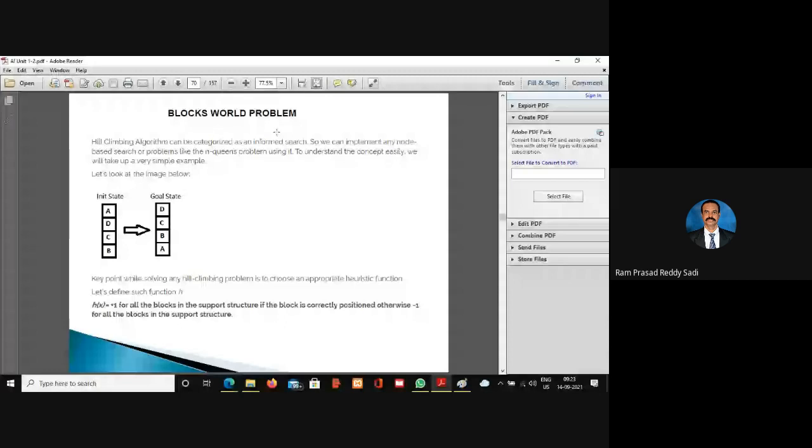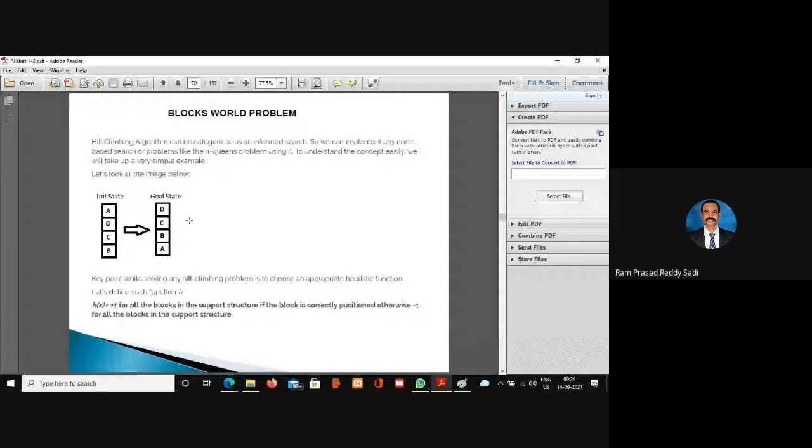What the blocks world problem tells you is that these are independent blocks which are placed as a stack, one on the other. We have four different blocks, A, B, C, D, organized in the initial state this way. The lowest one is B, above that is C, above that is D, above that is A. From this initial state, you need to move to the goal state. This is what our goal state is.